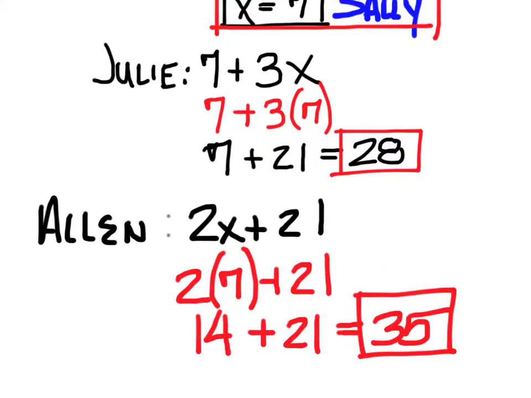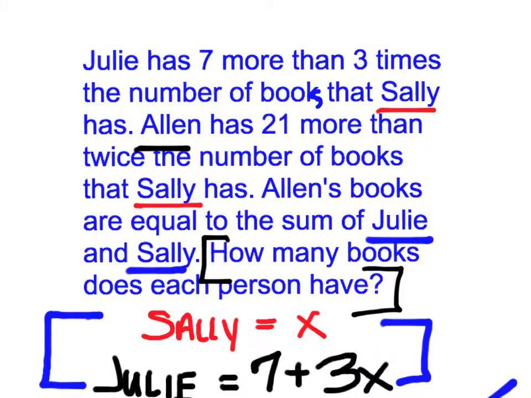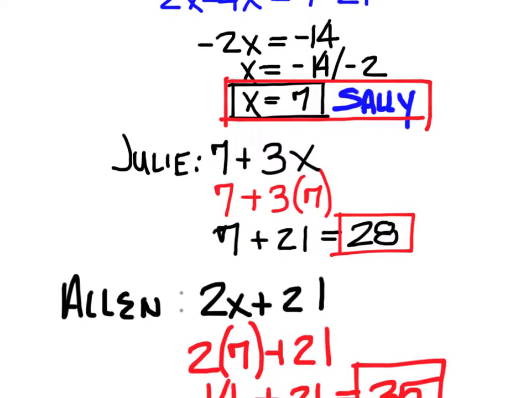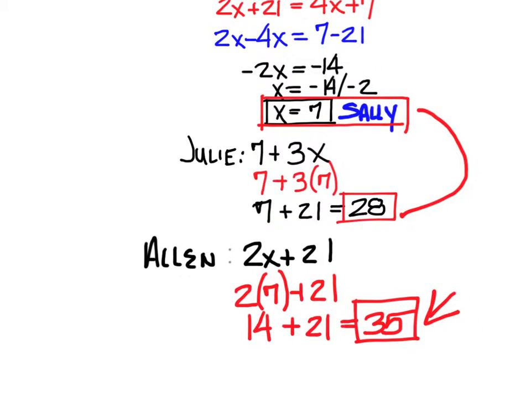Check your answer. Back here in the problem, it says that Alan's books are equal to the sum of Julie and Sally. So Julie and Sally added together, here's Sally and here's Julie. If I add these together, I should get 35. Do I or don't I? I do, yes. So you have 3 answers to list for that problem.